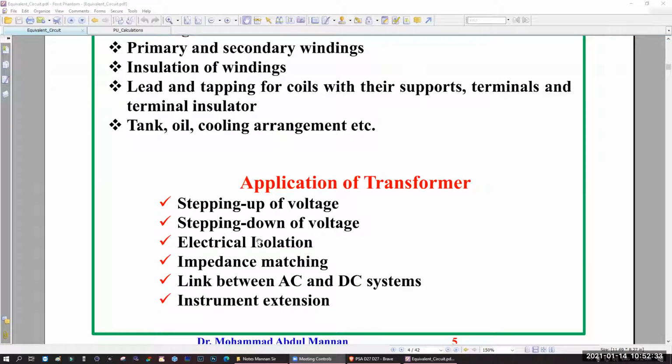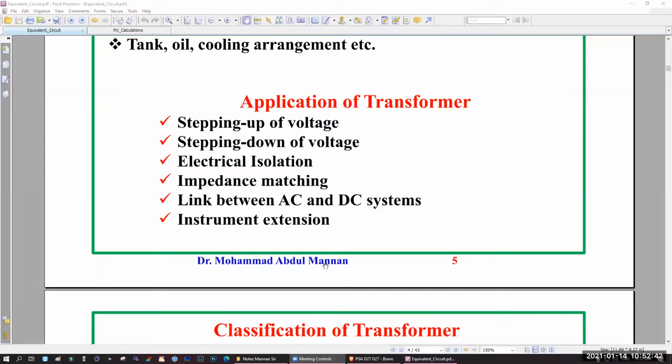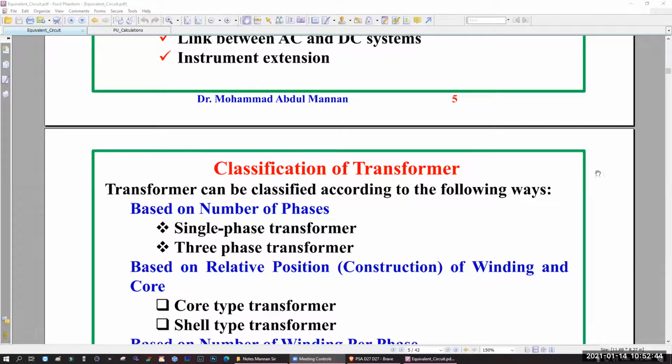Now here are the applications of transformer: step up, step down, electrical isolation, impedance matching, link between AC and DC system, instrument extension, a lot of things. Classifications of transformer based on number of phases: single phase transformer, three phase transformer. Based on relative position: core type transformer, shell type transformer.